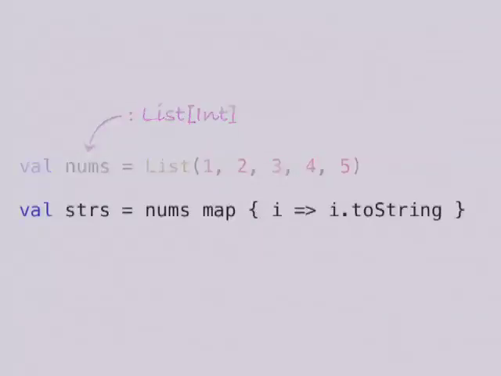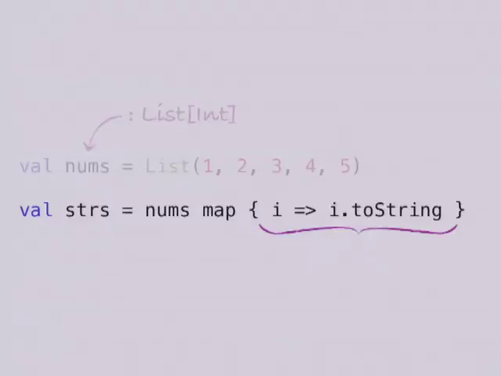Moving on. Now we've got strs. And we look at the right-hand side of strs, and we see that this is a little bit more complicated. Because strs is being assigned the result of calling the map function on list of int. Now, the map function is going to take its function parameter, this thing right here, and it's going to run that function parameter against every single element in the list.